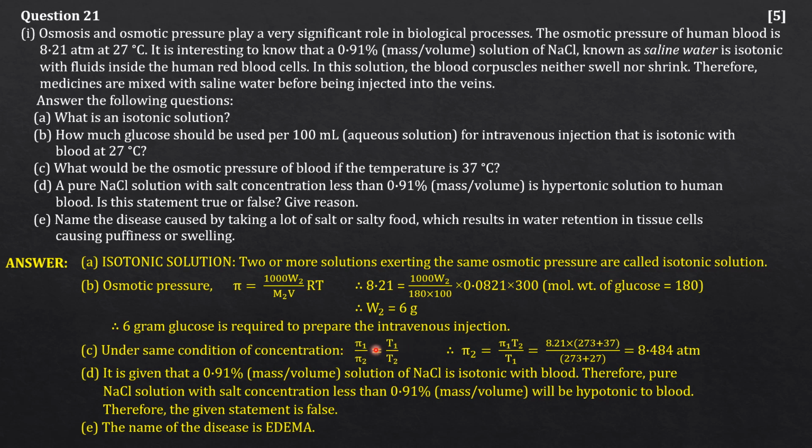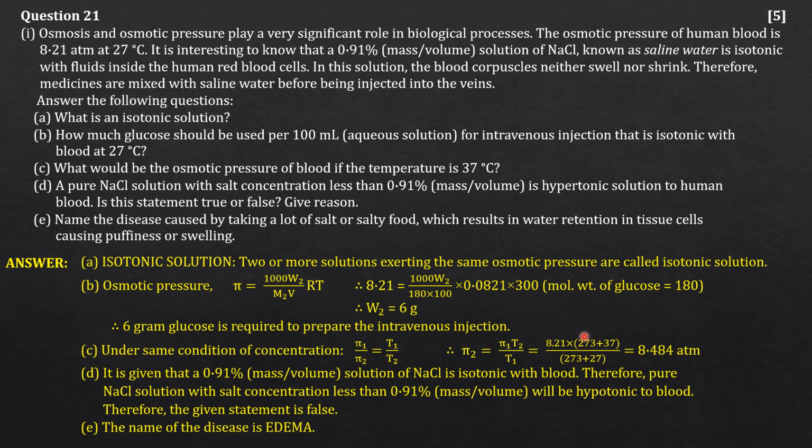Now pi 1 is known, 8.21, T1 is known, 27 degrees centigrade, so 300 Kelvin, and T2 is given as 37 degrees centigrade, so 310 Kelvin. So pi 2 you can calculate. But we often find mistakes here. Many students put 37 instead of 310, and put 27 instead of 300.